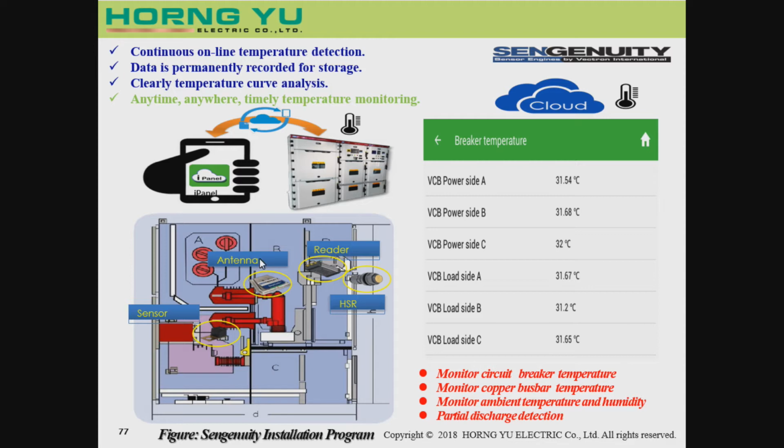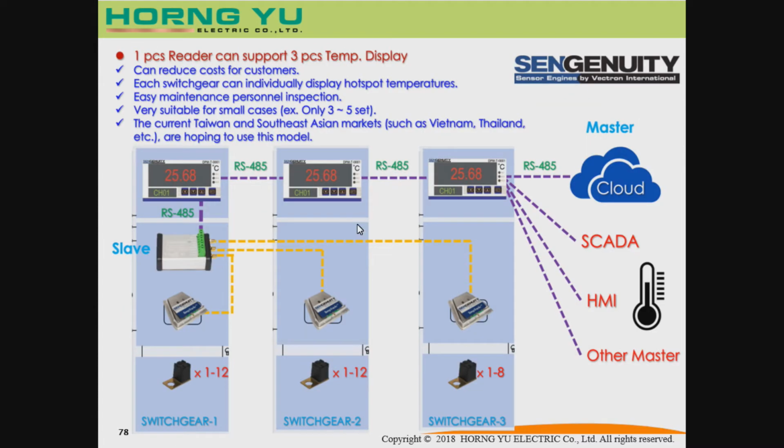It transmits by the acoustic emission wave to our antenna, and the antenna connects to the reader. The reader has an RS485 output connected to the gateway. So this is how we can get this information in our cloud. Each antenna can support 12 sensors, and each reader can support 3 antennas.